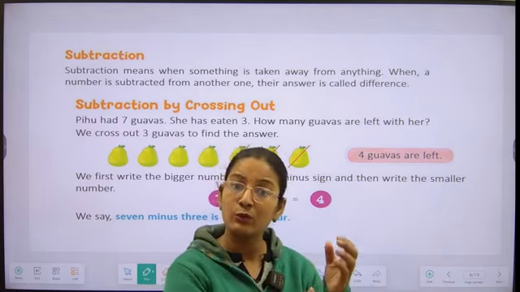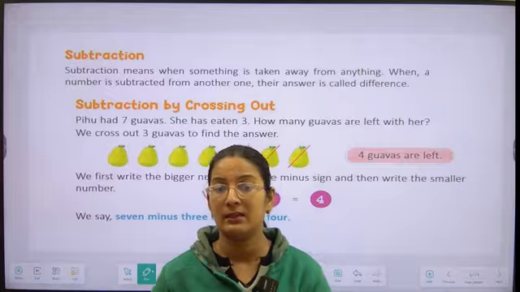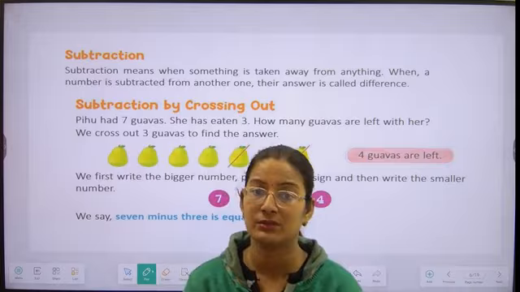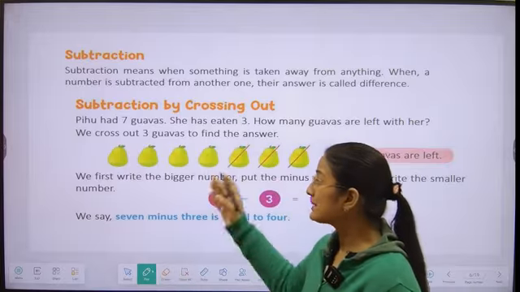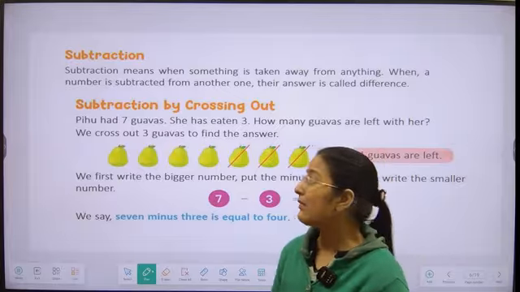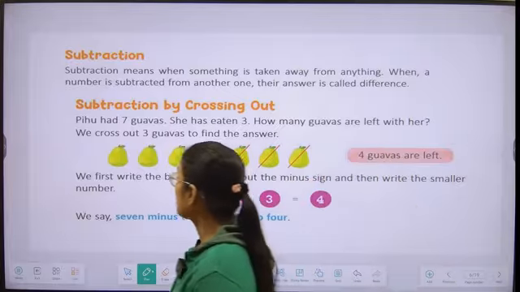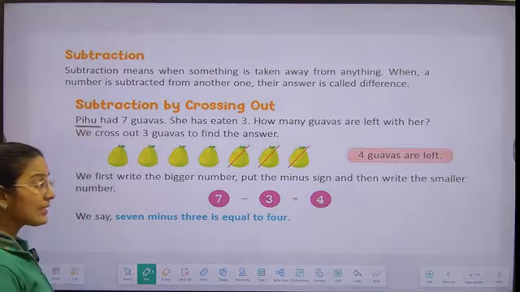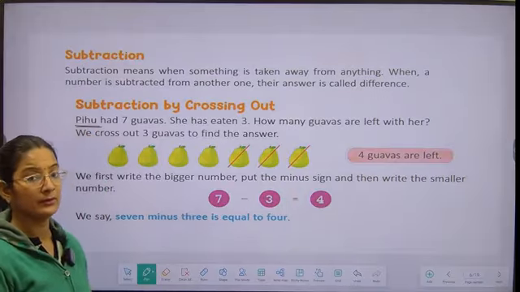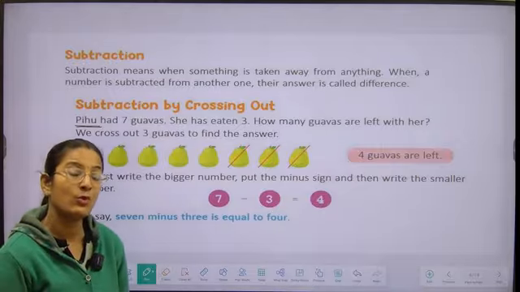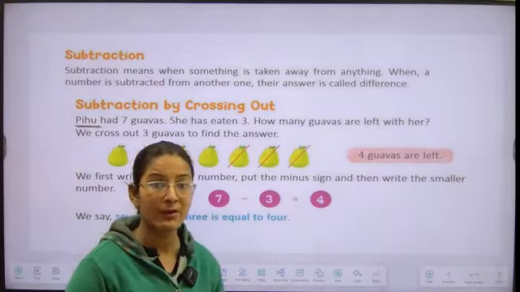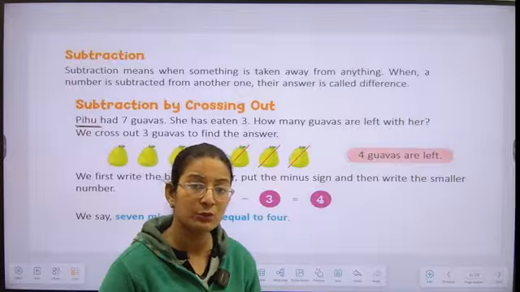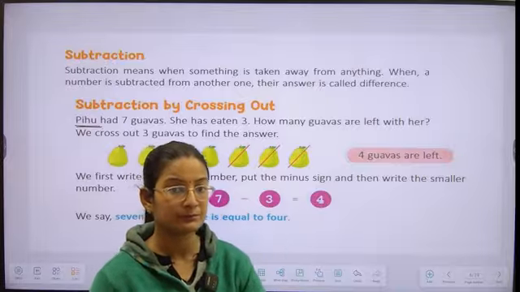If we are taking something from someone, that is subtraction. So in this example, we have seen that there is a girl whose name is Pihu, and she has 7 guavas with her. She likes guavas a lot. So what does she do? She eats 3 guavas.